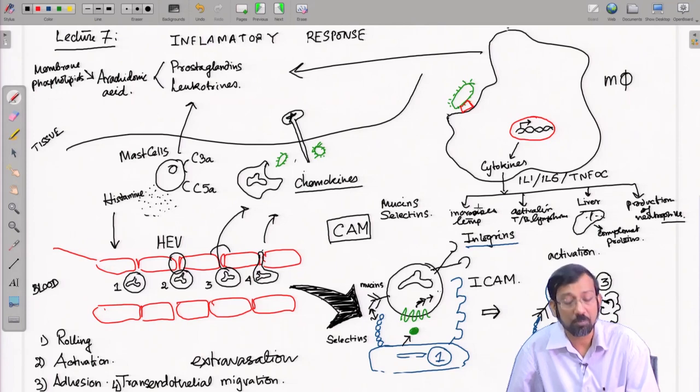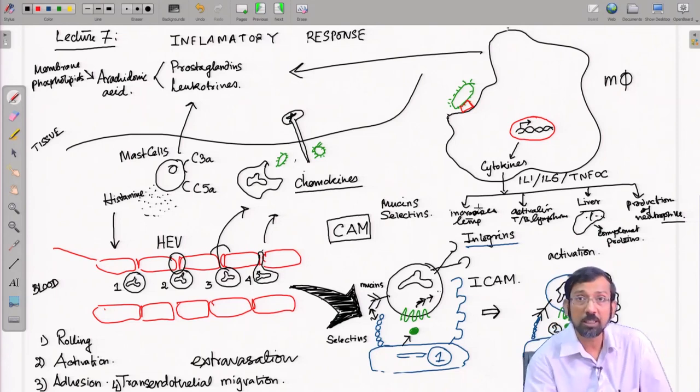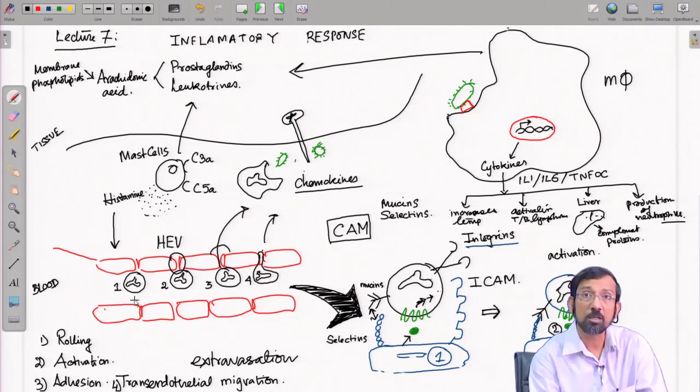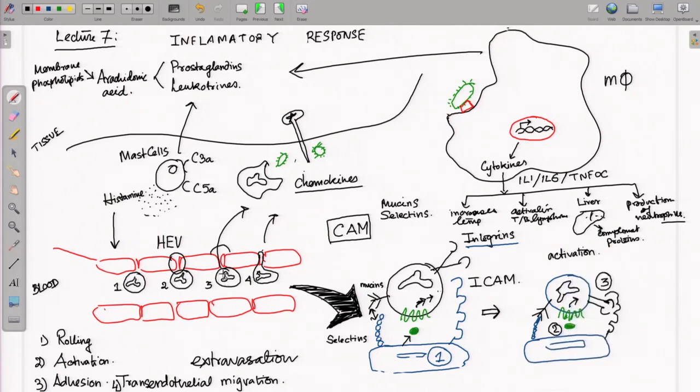There is this movement of the neutrophils. The neutrophils which are present in the blood try to move immediately to the site of action, because neutrophils are the fastest acting cells. There are four steps in the neutrophil movement. One is rolling, the second is activation, the third is adhesion, so adhering to the endothelial cells, and the fourth is transendothelial migration. These four steps proceed by the action of certain cell adhesion molecules like the mucins, the selectins, the ICAMs and the integrins. Initially there is mucin to selectin binding, which we describe as the rolling.